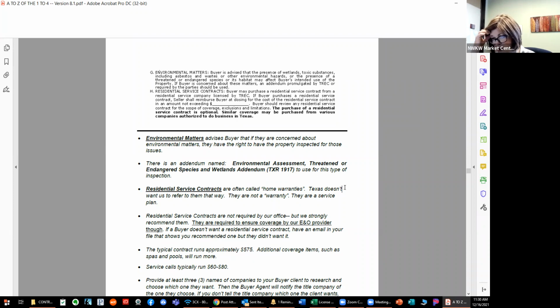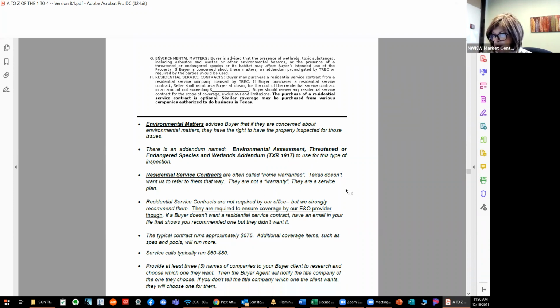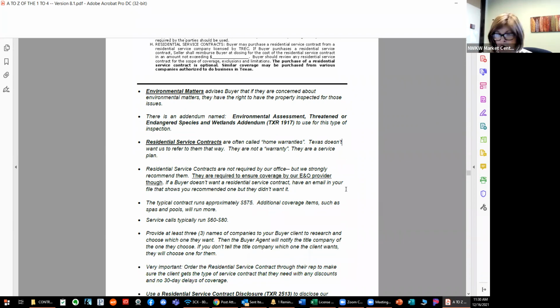I'm going to talk more about residential service contracts. Some people used to call them home warranties, and they're not a warranty at all. They're just a residential service contract with a provider. Texas doesn't want us to refer to them as home warranties. They are not a warranty. They're a service plan. Residential service contracts are not required by our office, but we strongly recommend them. It's always good because you never know what's going to go wrong.